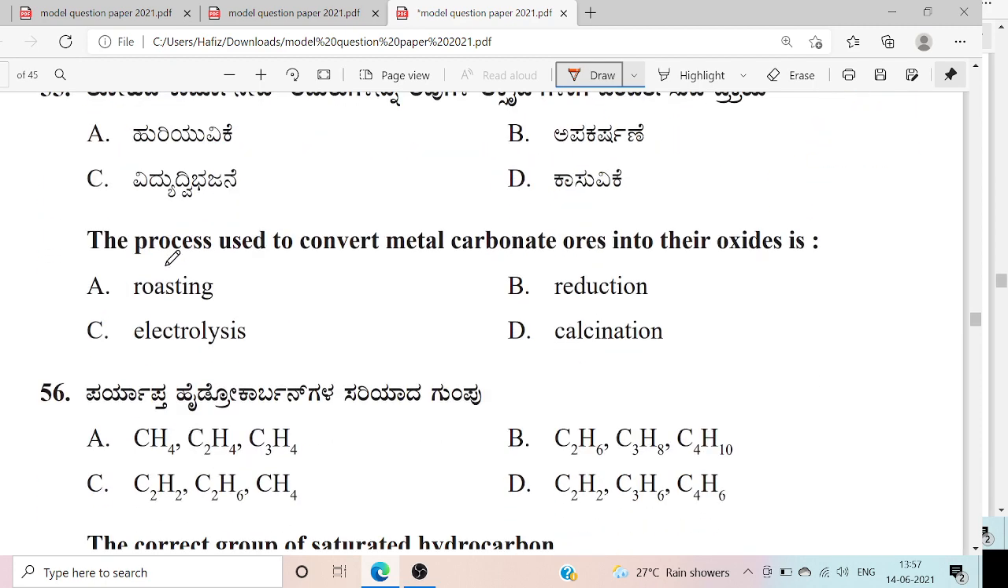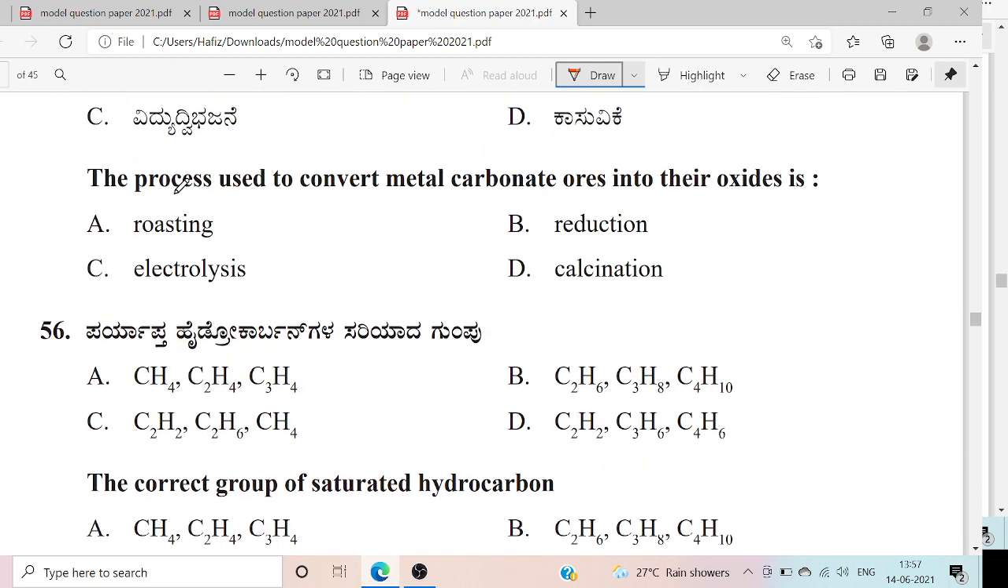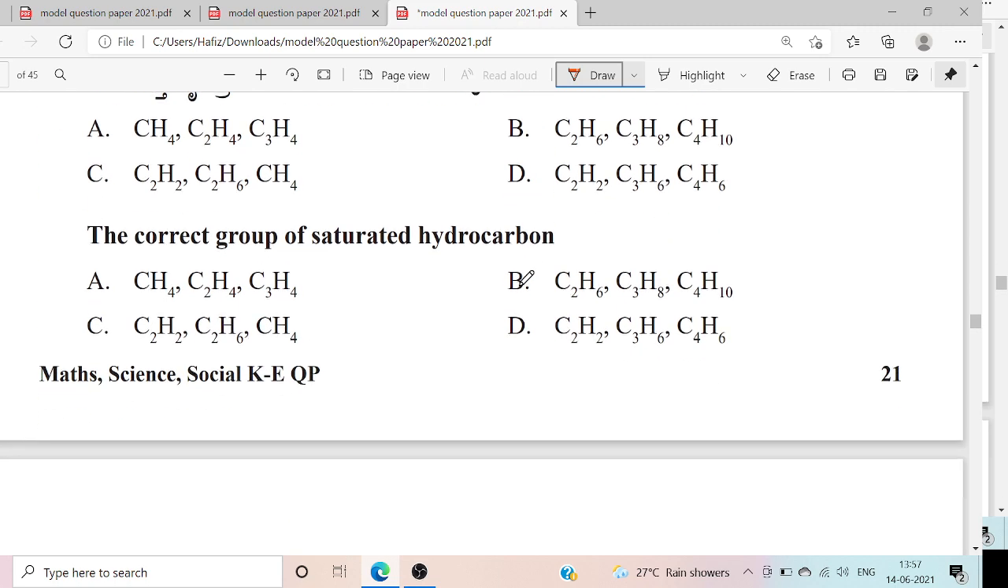Hope you all are getting it. Next question, see here, the process used to convert metal carbonate ores into oxide ores is called calcination. The conversion of carbonate ore into oxide ore is called calcination, and the conversion of sulfide ore into oxide ore is called roasting. So since it is about carbonate to oxide, option D is the right one.